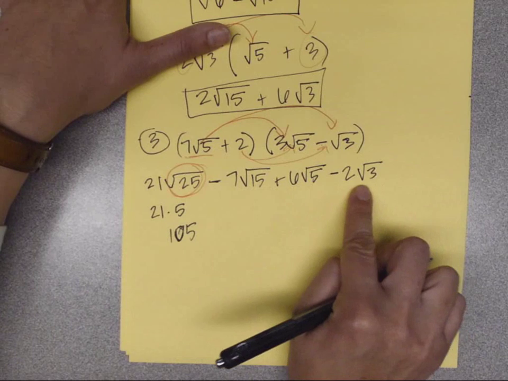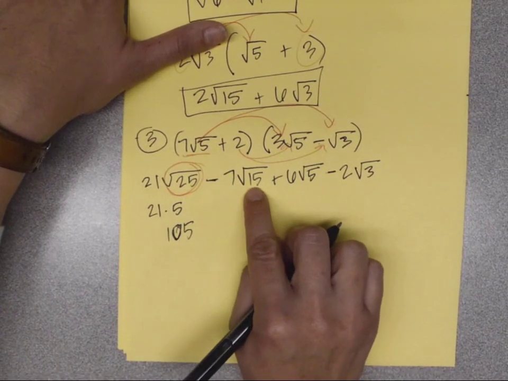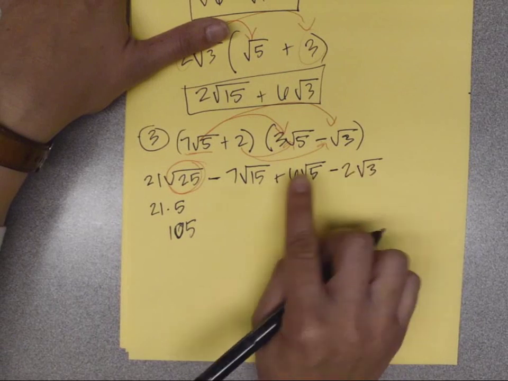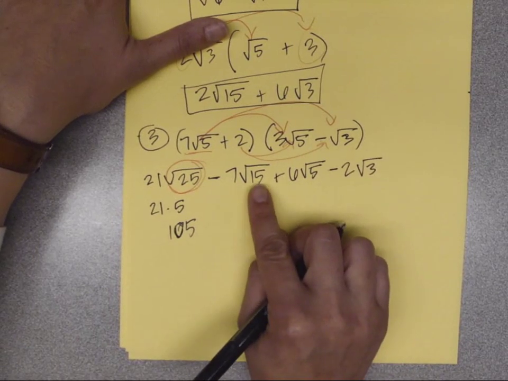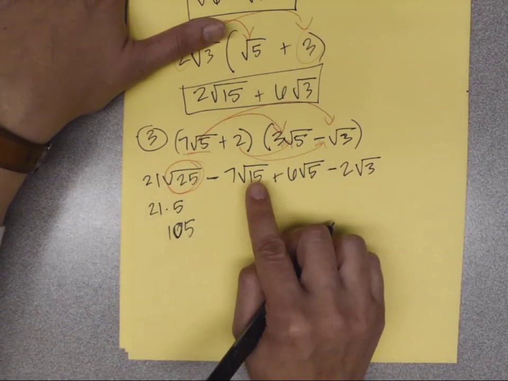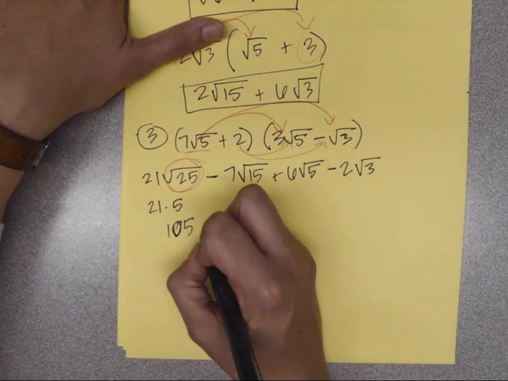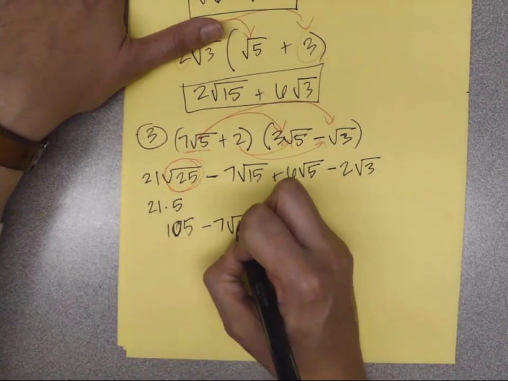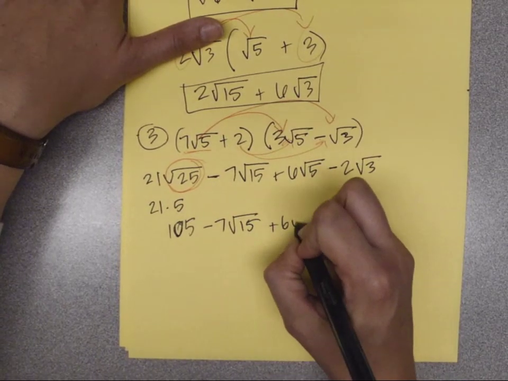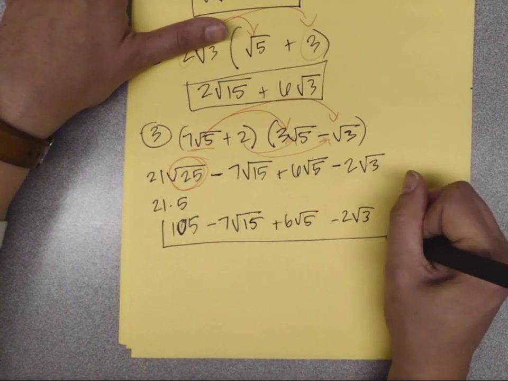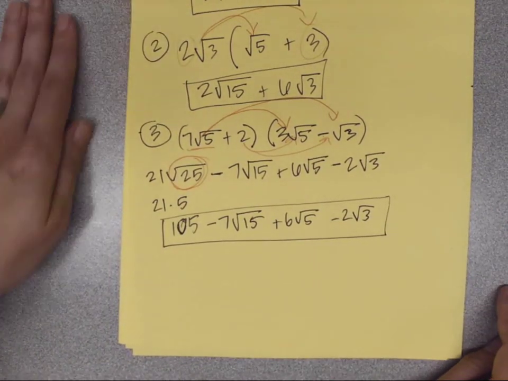And then you look at these other three. Can I break them down? 15 doesn't break down and nothing comes out. 5 doesn't break down, 3 doesn't break down. Can I combine any of them, add them together? Do any of them have the same root? No, 15, 5, and 3 are all different roots. So I'm just going to rewrite it. Minus 7 square roots of 15 plus 6 square roots of 5 minus 2 square roots of 3. And that's your answer.